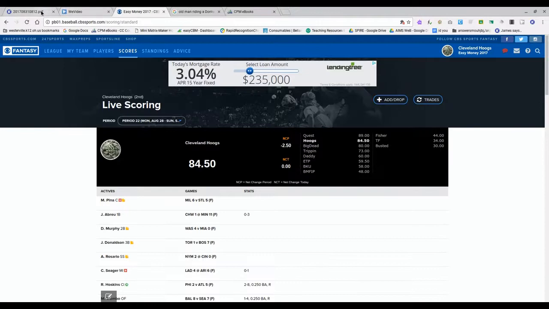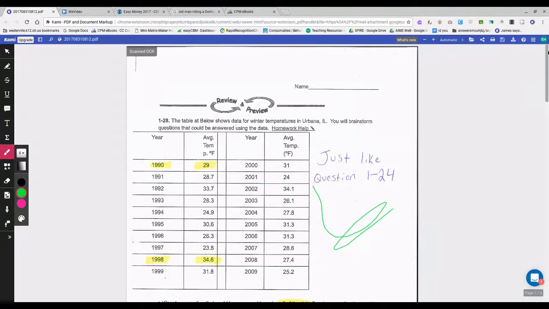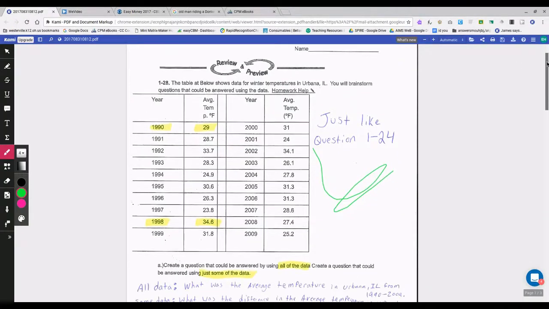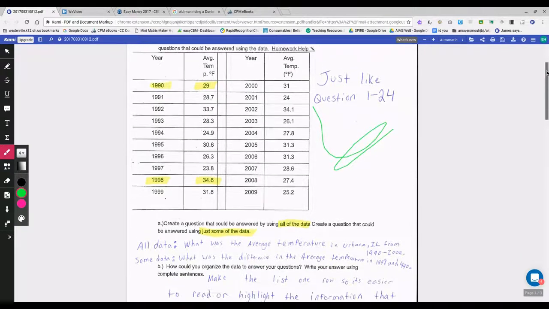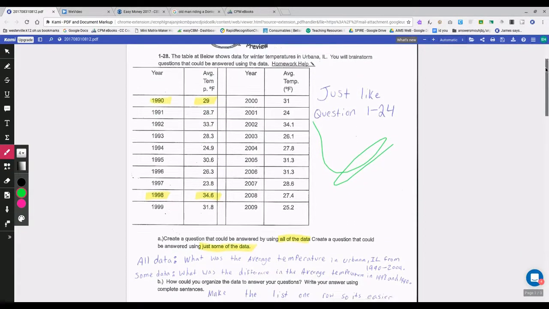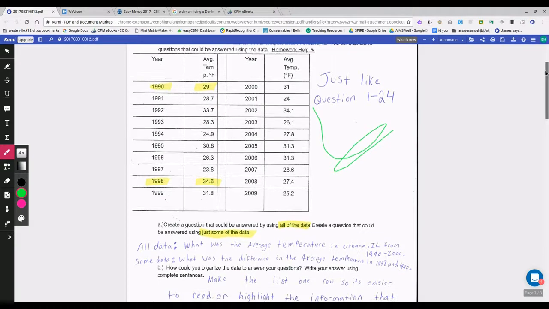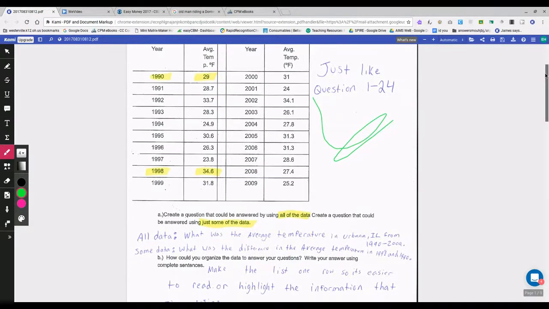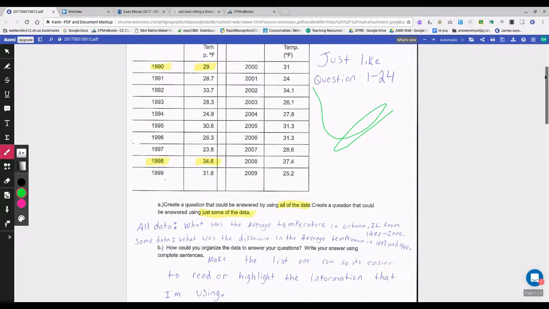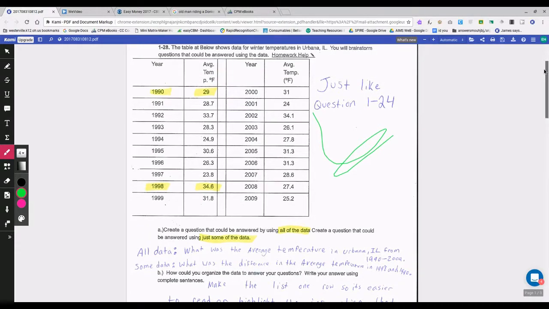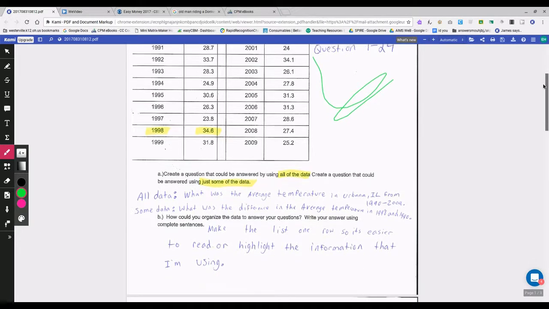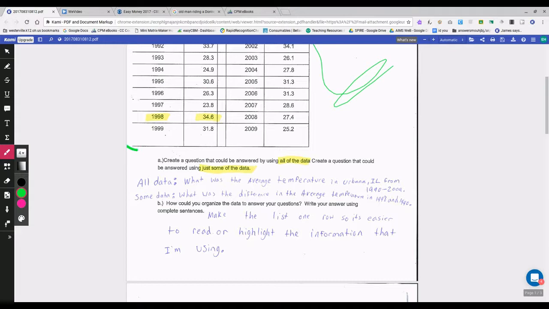So, if I can figure out what window to click on, here's the homework right here, just as you're seeing. It's pretty cool. Question 128 was just like the question we did in class. Question 124, where you had to come up with your own question using the data instead of frogs jumping across. We got the average temperature here for Urbana, Illinois.